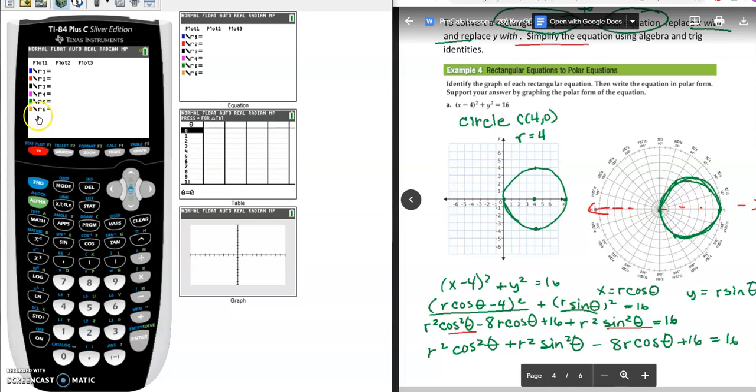I'm going to go back to my y equals, and I'm going to enter my equation, and that was 8 cosine theta. We're getting all of the sound effects. That was a dog sneeze. And I'm going to graph.